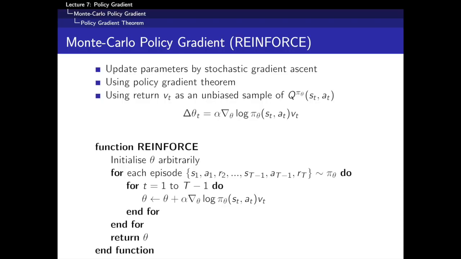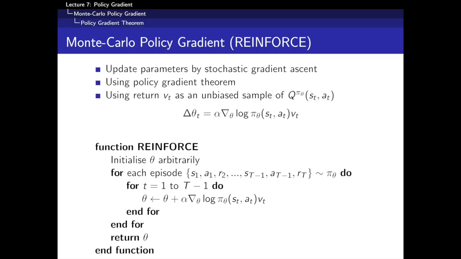Let's just estimate Q by using the return as an unbiased sample of this Q. So we're going to be in a state. We're going to start by taking this action, and we're going to see what return we got, and we're going to use that as an estimate of Q.